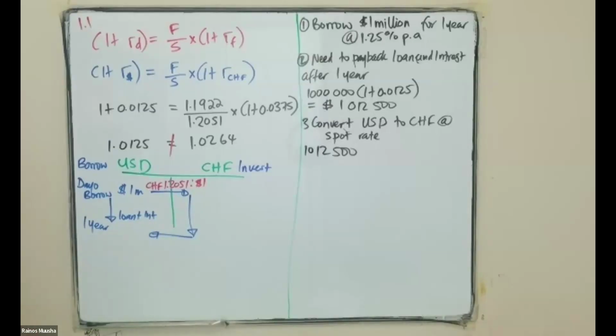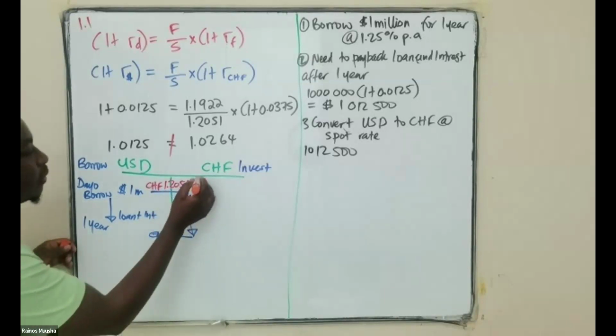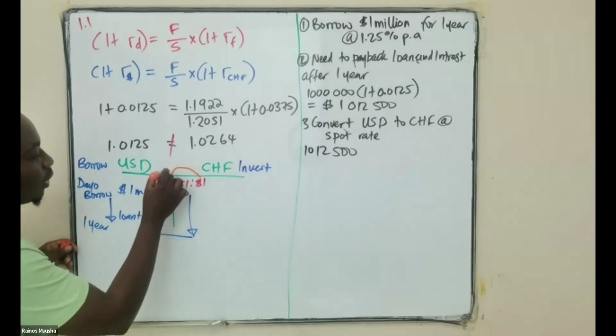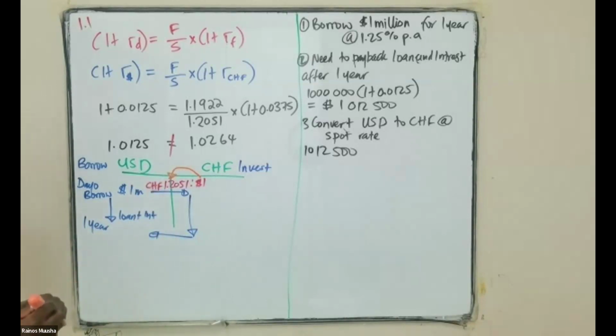Remember we said the stronger currency is the one that you need less of, isn't it? So when you look at this particular exchange rate, we need less of the US dollar compared to the CHF currency. So in this case, the strong currency is the US dollar. So we are moving from the stronger currency to the weaker currency, isn't it?